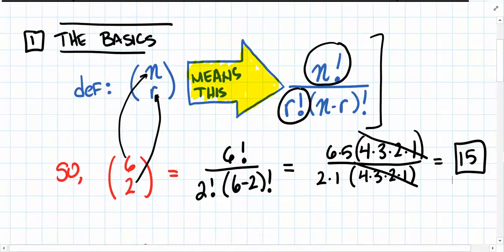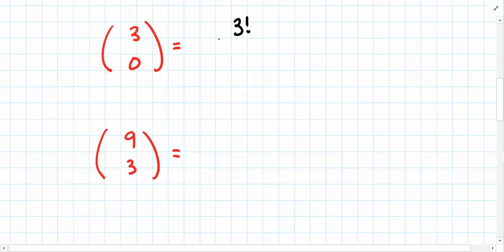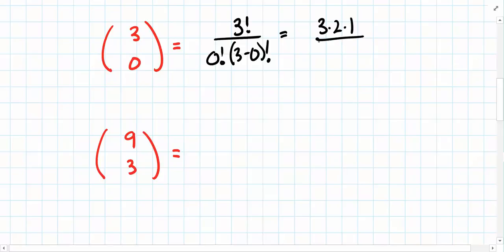Okay, so let's put this away. Here's still box number 1. Let's do these two together. So I want 3 over 0. This means 3 factorial over 0 factorial times 3 minus 0 factorial. Well, that just means 3 times 2 times 1. 0 factorial is the number 1. We learned that in the previous lesson. And then 3 minus 0 was just 3, and factorial is 3 times 2 times 1. So all of this is just the number 6 over 6, or just the number 1.